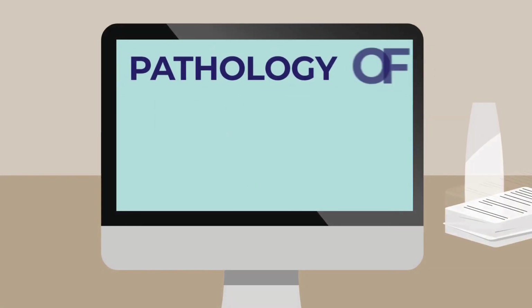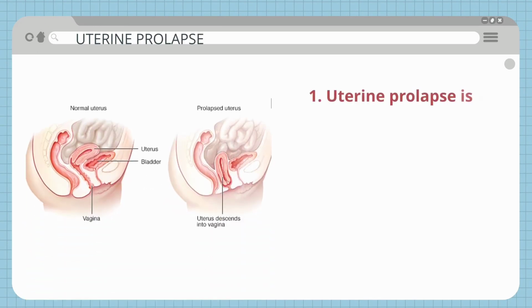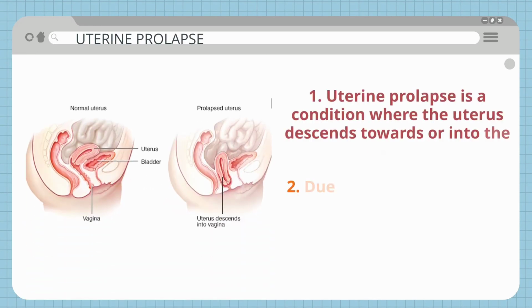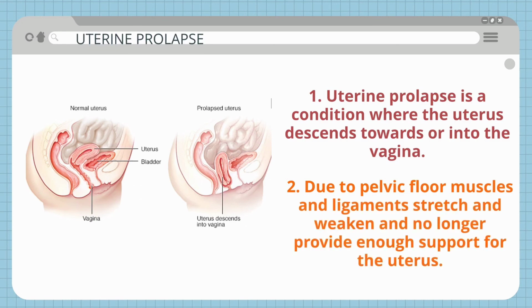Next is pathology of the female reproductive system. Uterine prolapse. Uterine prolapse is a condition where the uterus descends towards or into the vagina. This happens because pelvic floor muscles and ligaments stretch and weaken and no longer provide enough support for the uterus.